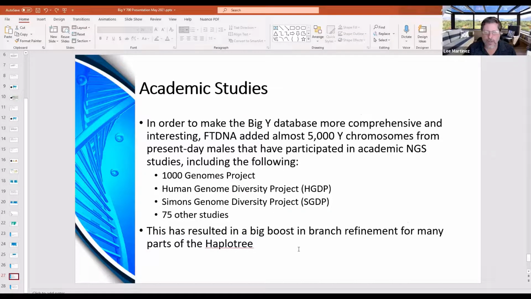I mentioned the academic studies. So FTDNA has added almost 5,000 Y chromosomes from present-day males that have participated in academic next generation studies, including the 1,000 Genomes Project, the Human Genome Diversity Project, the Simons Genome Diversity Project, and many, many other studies. So there's a lot of peer-reviewed science out there that is going on that then adds value to the tree that we can all benefit from as well.